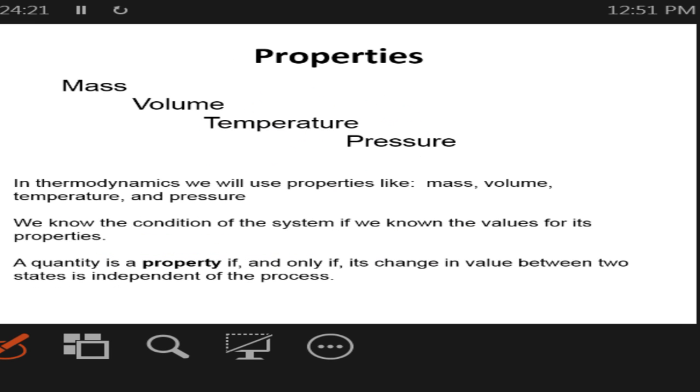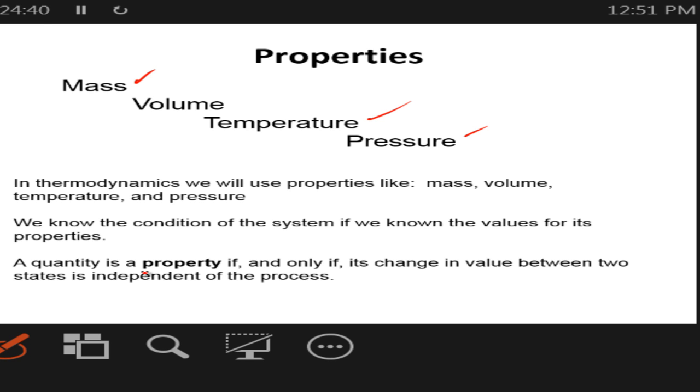Mass, volume, temperature, pressure, these are all properties, okay? And if you know the mass of the system and the temperature and the pressure, you know the system, you know the condition or the state of the system. That's how we know a system. We describe it by knowing values for properties.